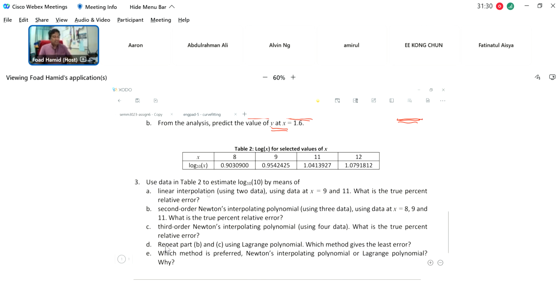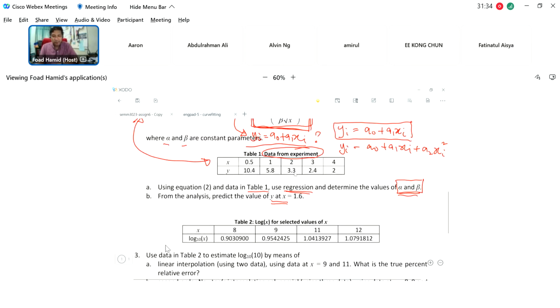So what we are going to do here, instead of using regression, we are going to use interpolation. Okay, so look at these 2 tables here. Table 1 and table 2. What is the natural difference between table 1 and table 2? Can anybody spot the difference?